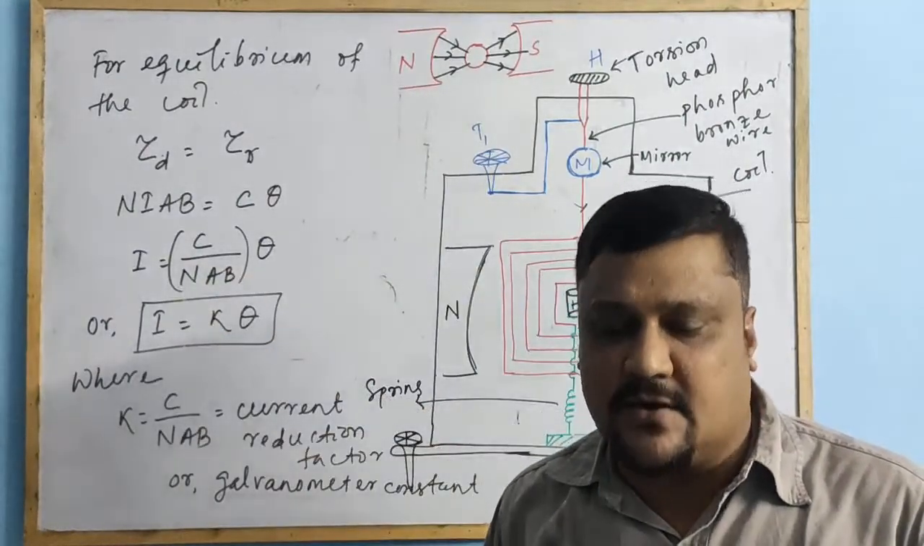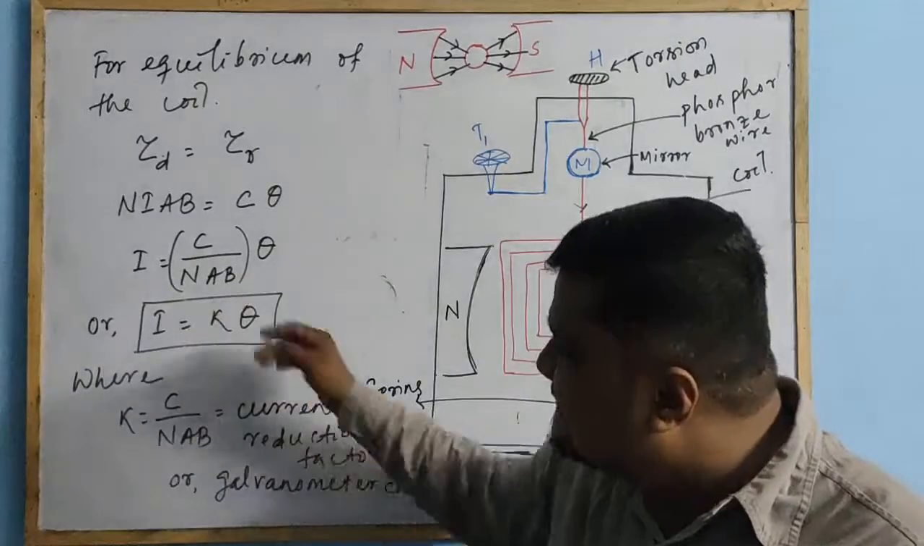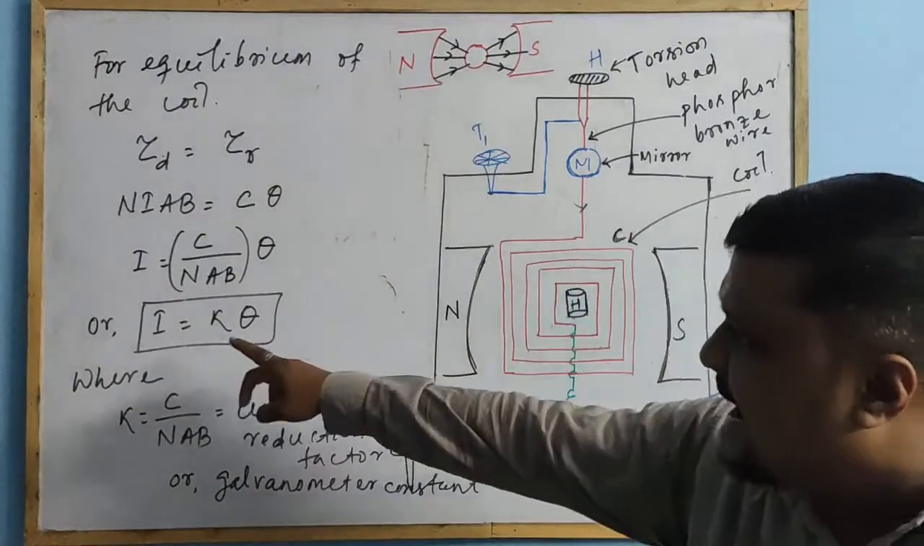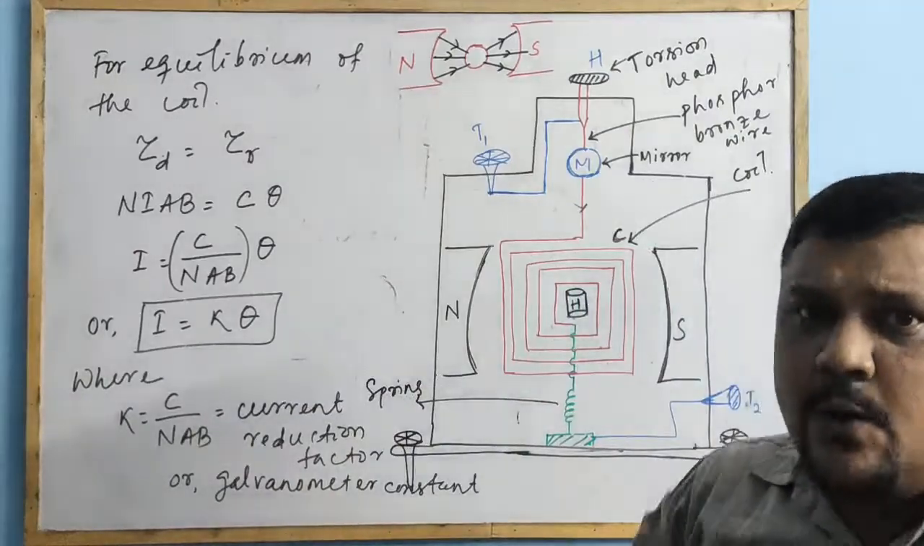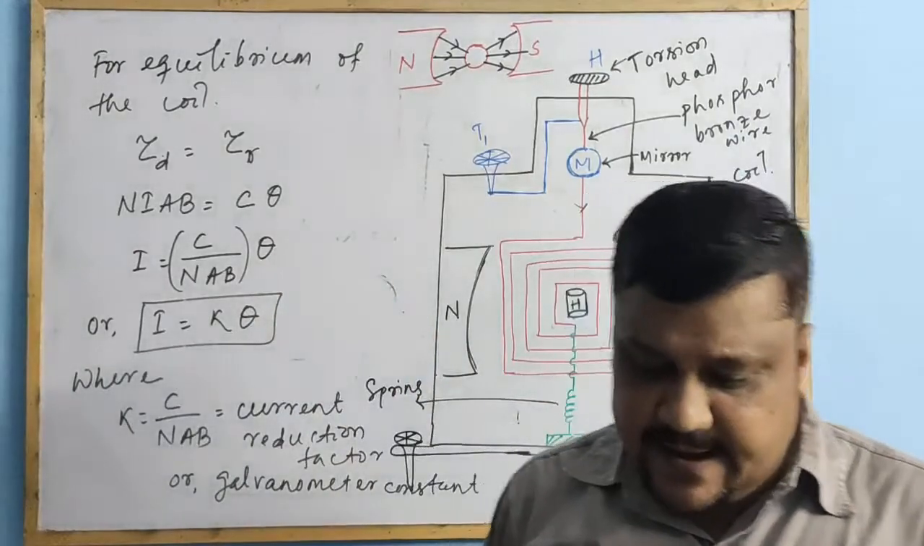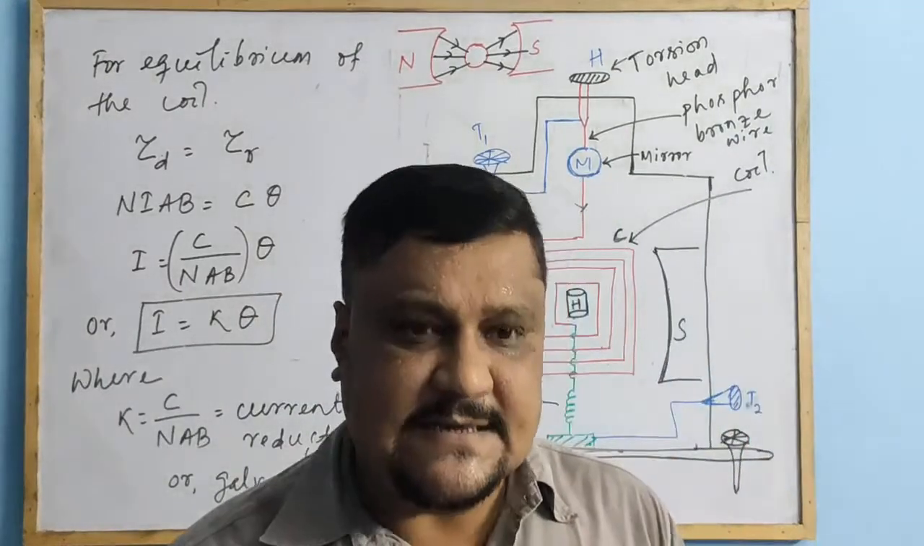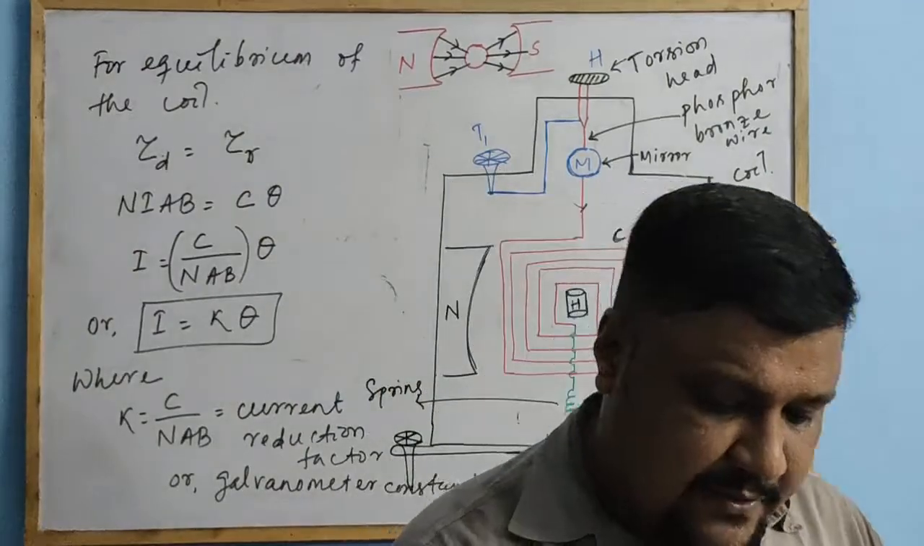Okay, and the current is measured. So this is the deflection. So we can write I is proportional to theta, which can be measured by using a linear scale. So this is about the construction of the moving coil galvanometer.